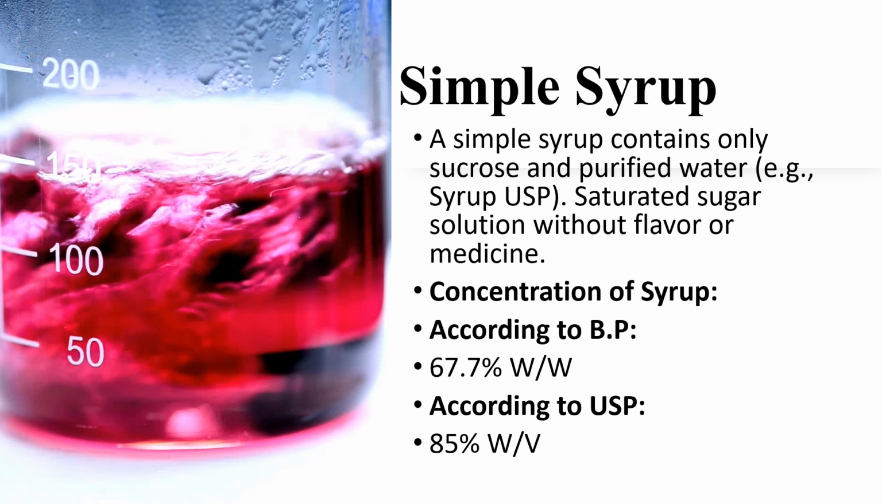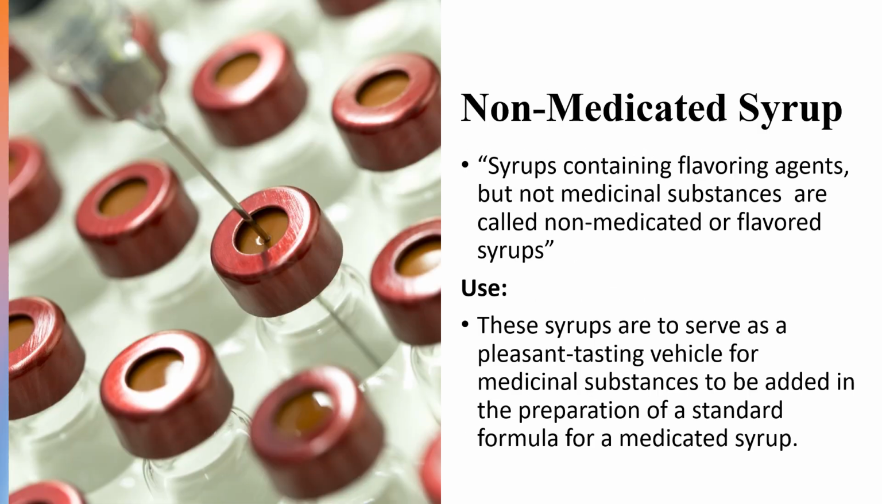Concentration of these syrups, according to British Pharmacopoeia, is 67.7% weight by weight, and according to United States Pharmacopoeia, it is 85% weight by volume. Next type of syrups is non-medicated syrups that contain flavoring agents but not medicinal substances. So these are non-medicated or flavored syrups. Uses of these syrups are to serve as a pleasant tasting vehicle for medicinal substances to be added in the preparation of standard formula of medicated syrup.